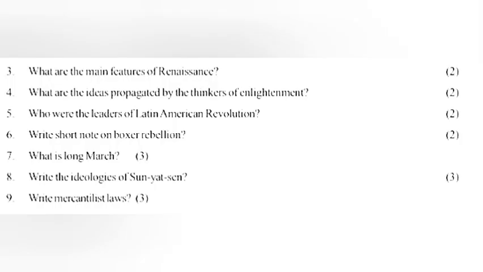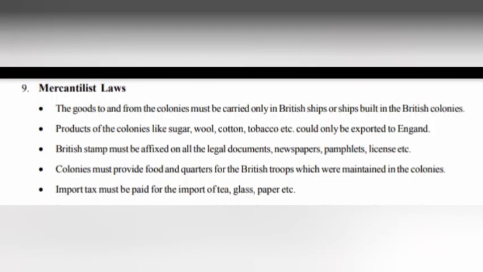9. Write mercantilist laws. Answer: The goods to and from the colonies must be carried only in British ships or ships built in British colonies. Products of the colonies like sugar, wool, cotton, tobacco, etc. could only be exported to England. British stamp must be affixed on all the legal documents, newspapers, pamphlets, licenses, etc. Colonies must provide food and quarters for the British troops maintained in the colonies. Import tax must be paid for the import of tea, glass, paper, etc.